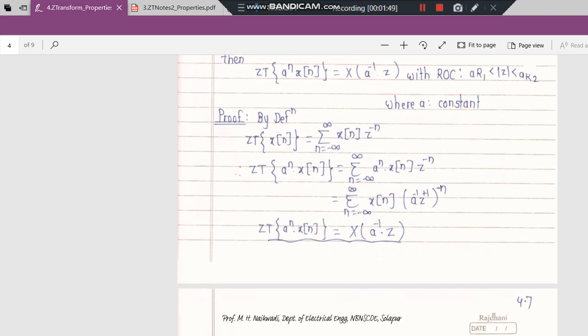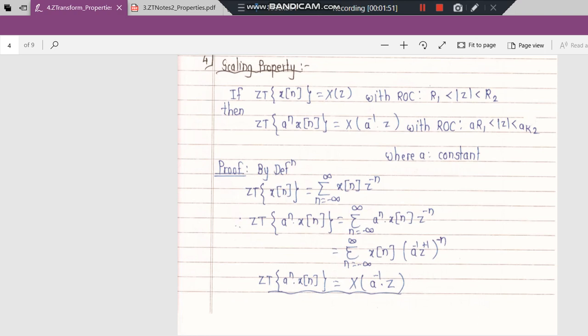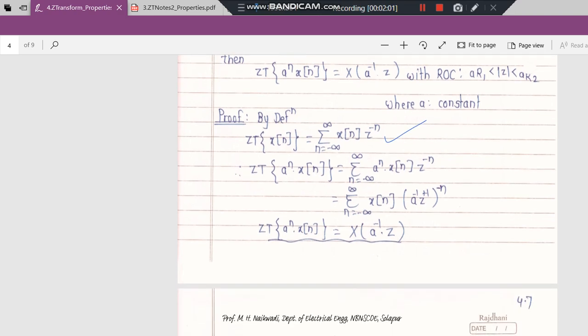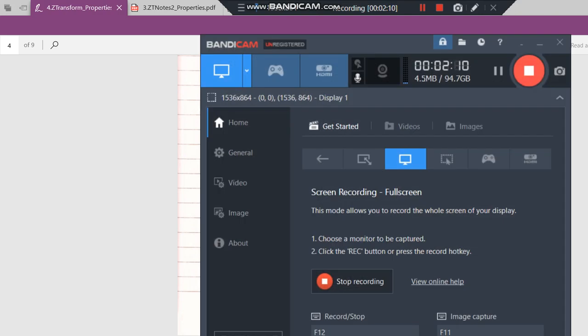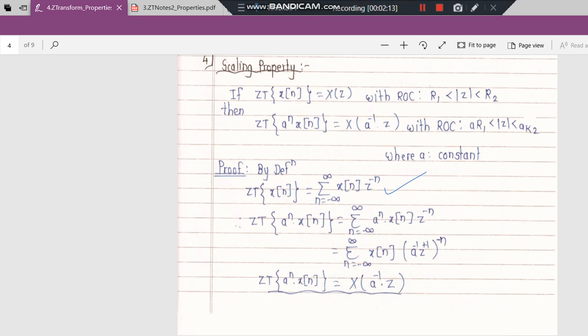For the proof, proceed with the same thing. This is the definition of Z transform. Remember this definition of Z transform. This is the fundamental definition. Now from the LHS, we are having a raised to n into x of n. So let us try to find out the Z transform of a raised to n x of n. It will be simply, instead of x of n, you have to put here a raised to n x of n.